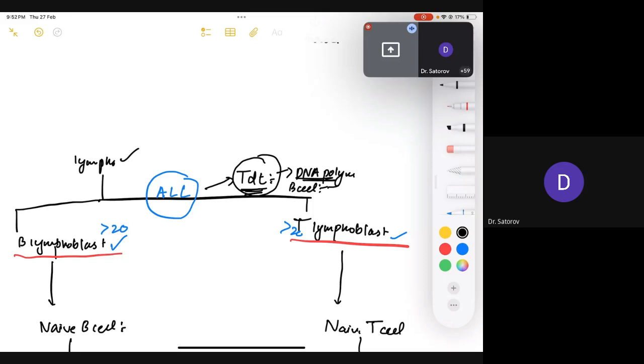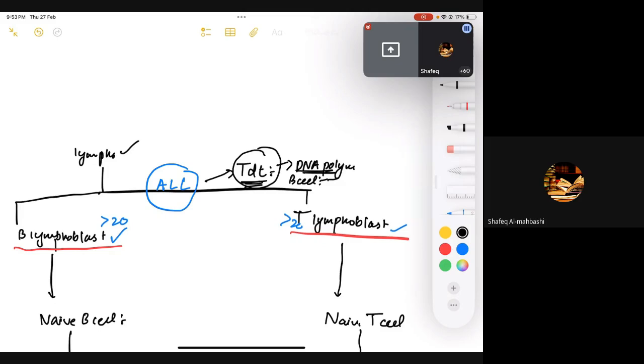Is that clear? Yep. I can help, Doc. M in acute myeloid leukemia will remind us of myeloperoxidase. M and M. Okay, guys.